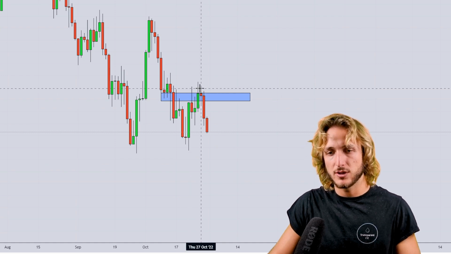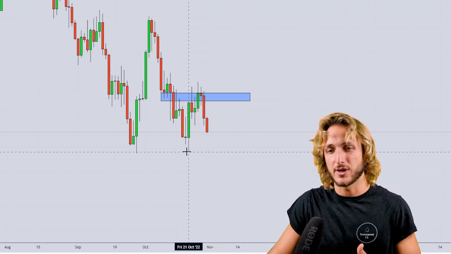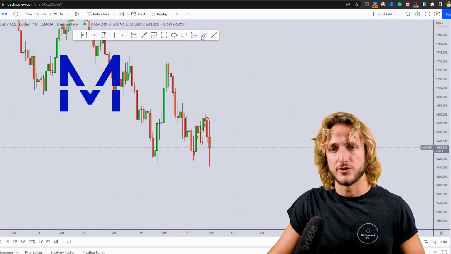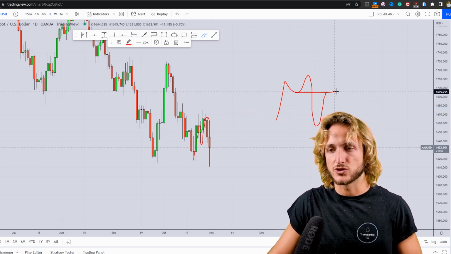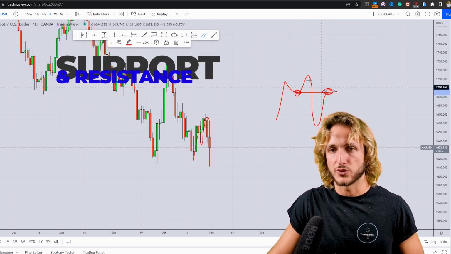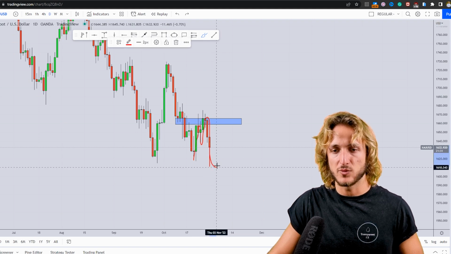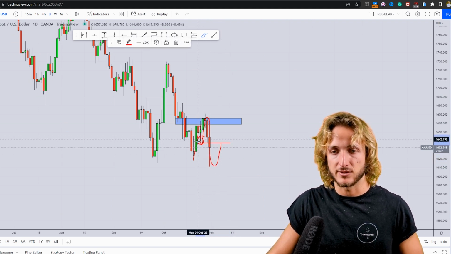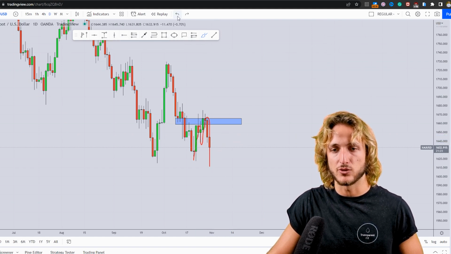However, in creating this rejection to the downside, the market is also creating another interesting pattern, which is this daily M pattern. Now, in general, after the creation of an M pattern, what you would expect is for the market to create a rejection to the upside to go and complete the pattern at the previous support turned resistance. So here on the daily time frame, what we could expect is for the market to create a rejection to the upside to go and complete this M pattern at the neckline, which is this previous daily support now turned resistance.